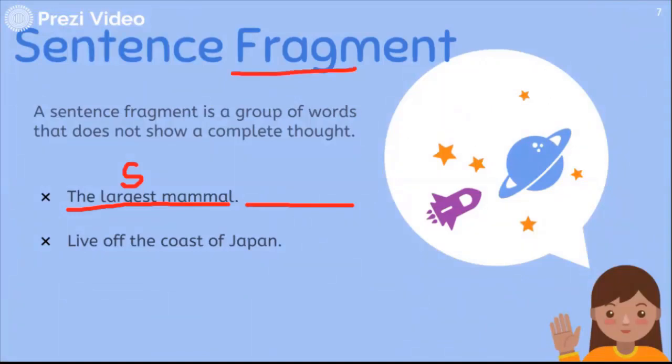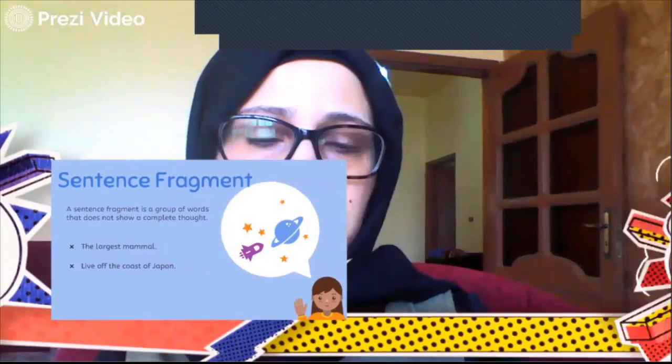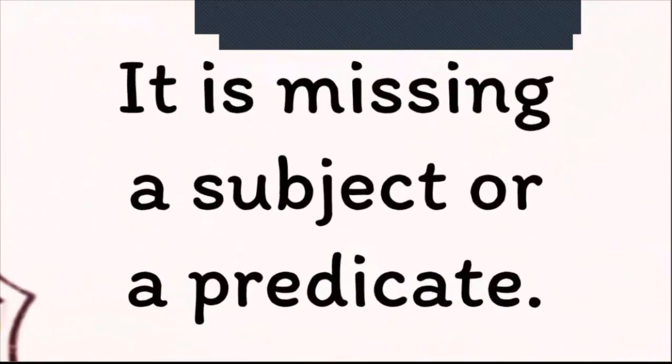A fragment. The second one, live off the coast of Japan. Now here I have the predicate, but who are we talking about? Who lives off the coast of Japan? So the first part of the sentence, which is the subject, is missing. So as we said, a sentence fragment is missing a subject or a predicate.